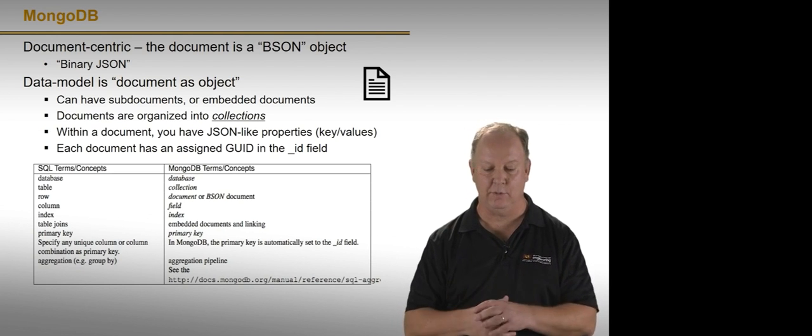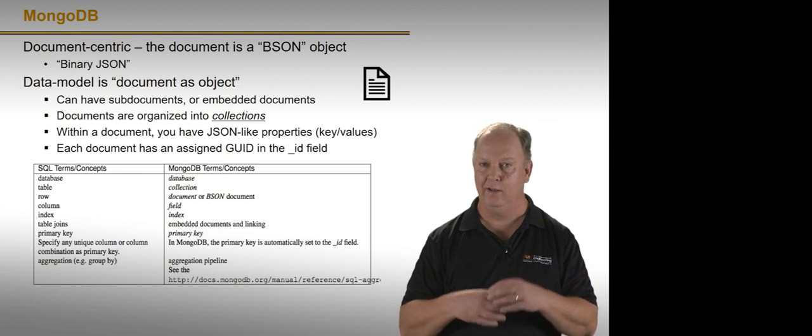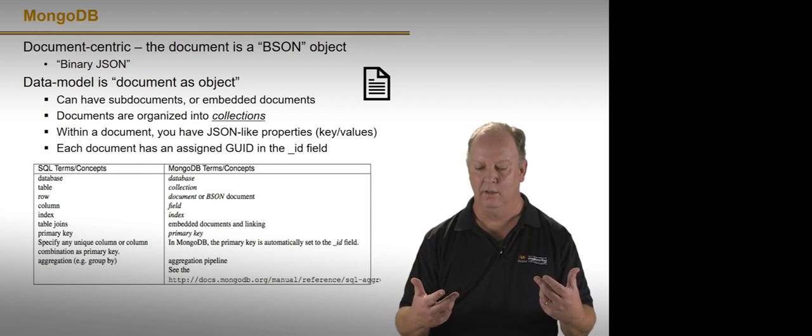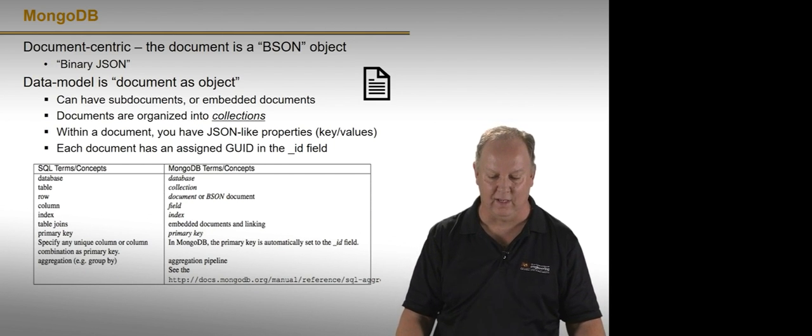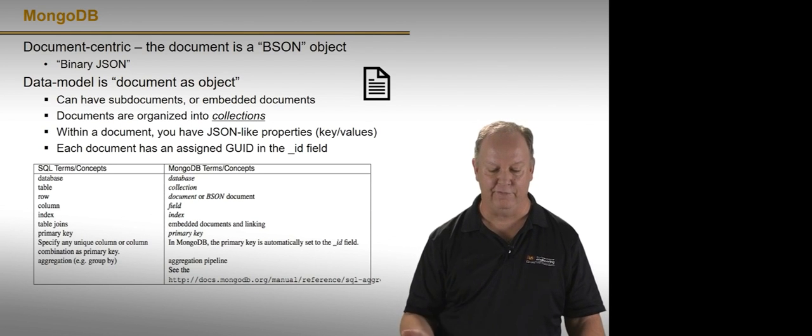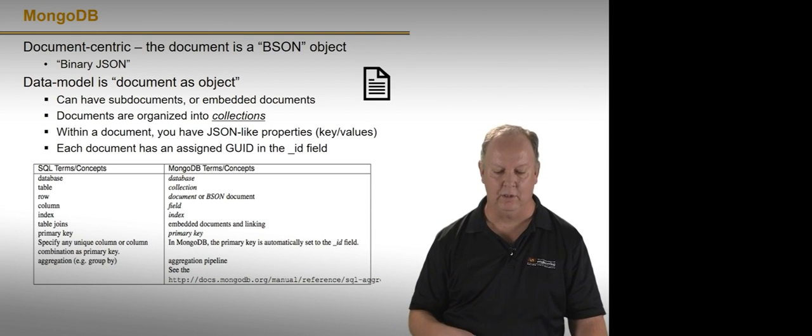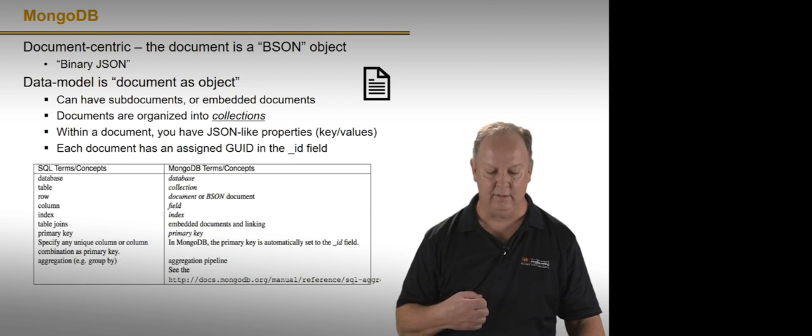If you have different types of attributes, you just have different types of attributes, and they're all together in the same thing, right? And here we call the thing a collection, whereas on the relational side, we call it a table. A column is like a field, and there's still indices, if you will. Now, one of the big ones is table joins.